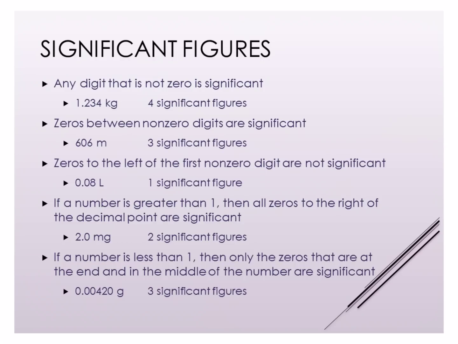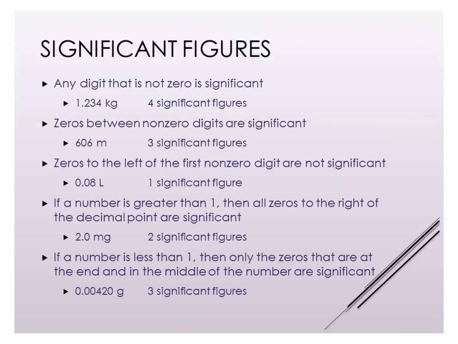Now we look at zeros to the left of the first non-zero digit. So here we have 0.08. We know that 8 is going to be significant because it's not a 0. And these two zeros are simply placeholder zeros. They're just making sure the 8 is in the right spot. And so they're not significant. They're not actually part of the measurement. They're just making sure the value of the number is correct. So 0.08 only has one sig fig.